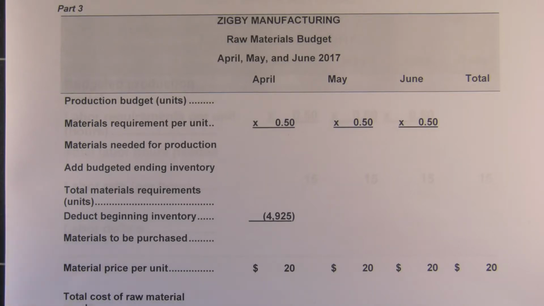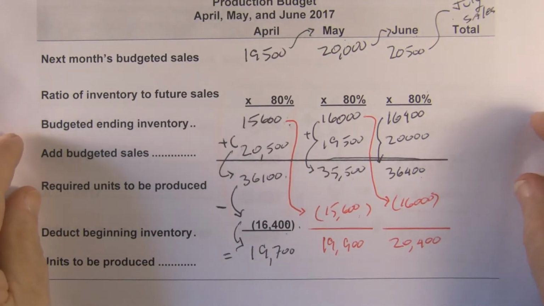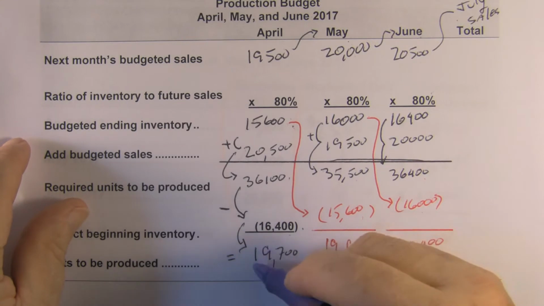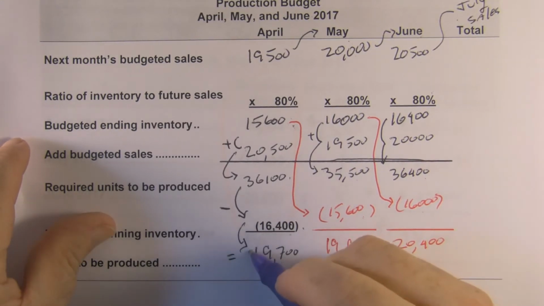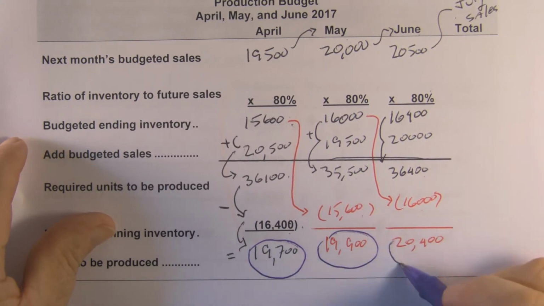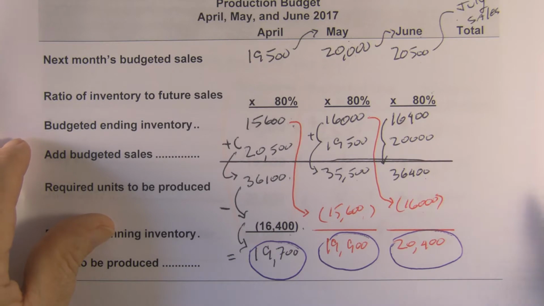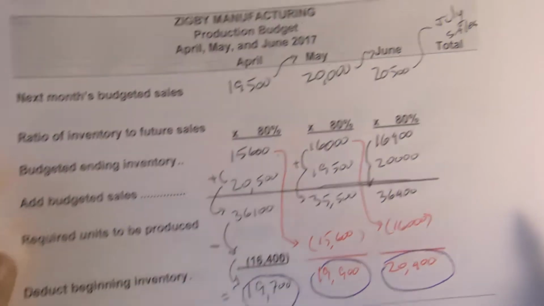Problem 24A, Part 3, is the raw materials budget. This flows off the production budget that we did in Part 2. We have to make sure that we have enough material to make these. The production budget told us how many we were going to make. Now we have to decide how much stuff we need to buy.